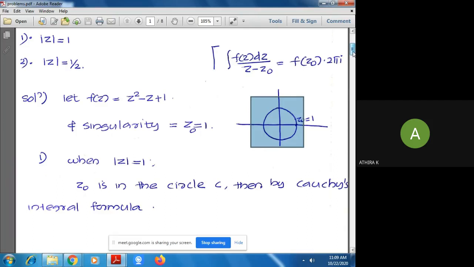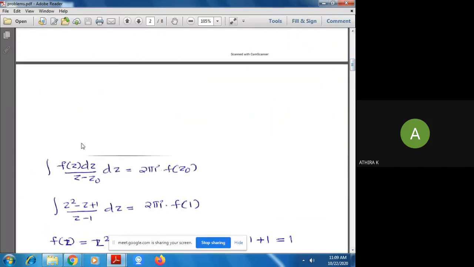Now apply Cauchy integral formula to this. We get integral f of z dz divided by z minus z naught is equal to 2 pi i into f of z naught. We know that here f of z is equal to z square minus z plus 1. This implies integral z square minus z plus 1 divided by z minus 1 dz is equal to 2 pi i into f of 1.